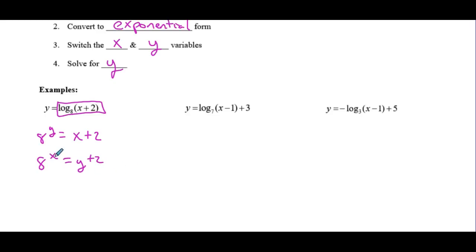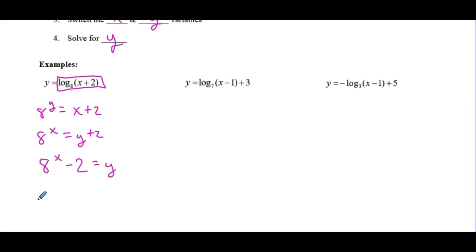And that's the inverse part. Once I switch x and y, I've now created an inverse. Now I need to isolate my y by subtracting 2. So it's 8 to the x minus 2 equals y. And I could write that in function notation. The inverse is equal to 8 to the x minus 2.